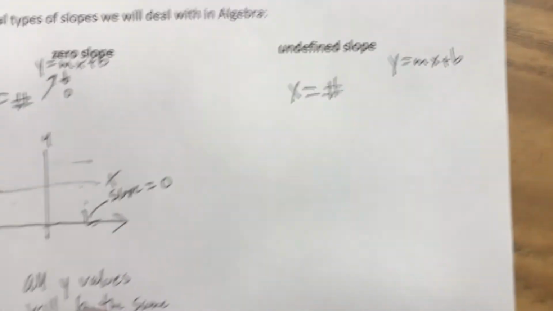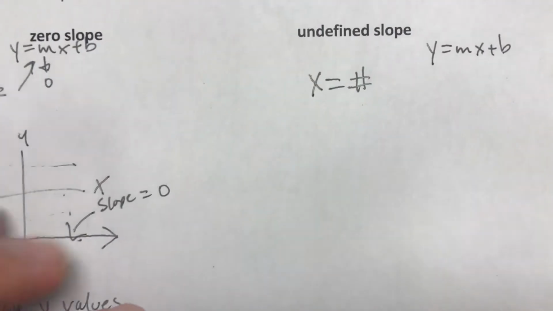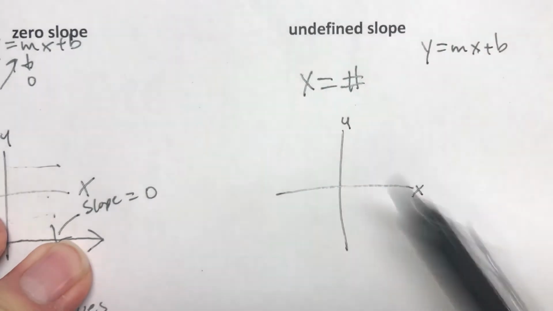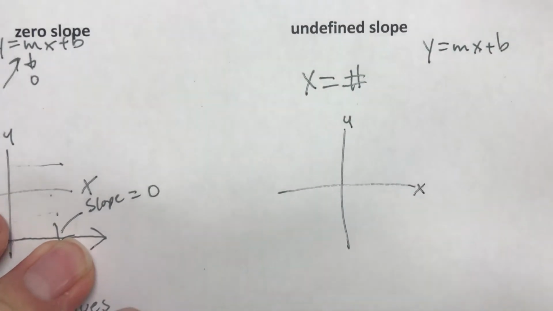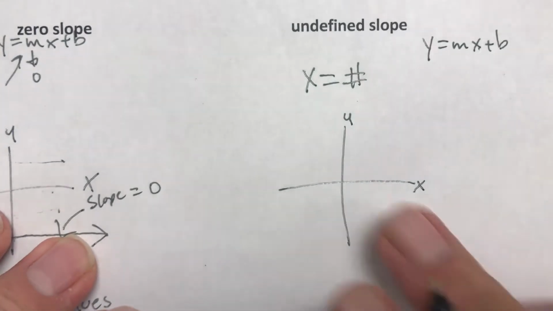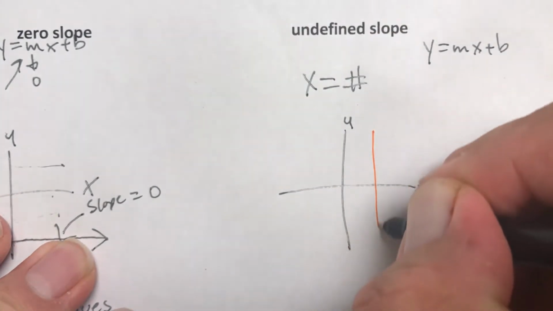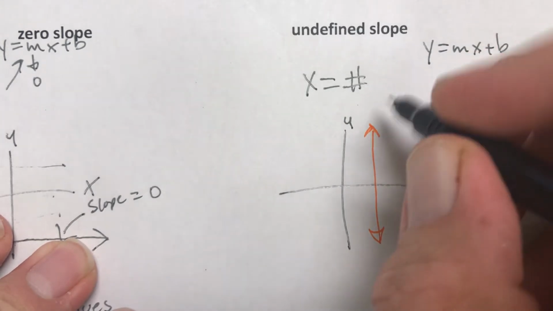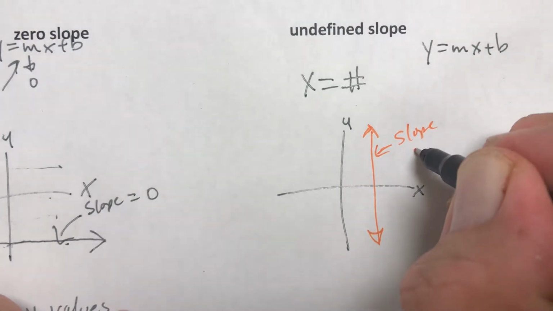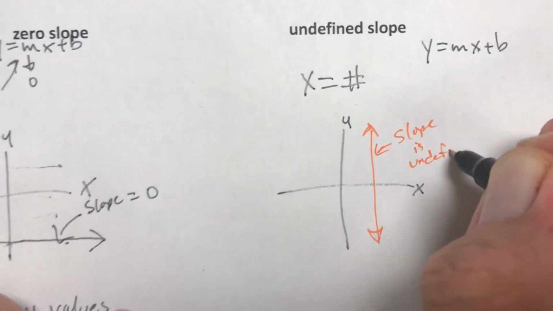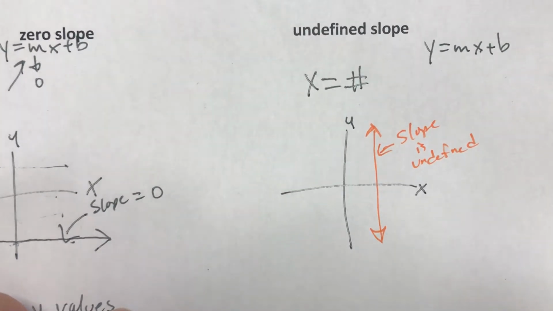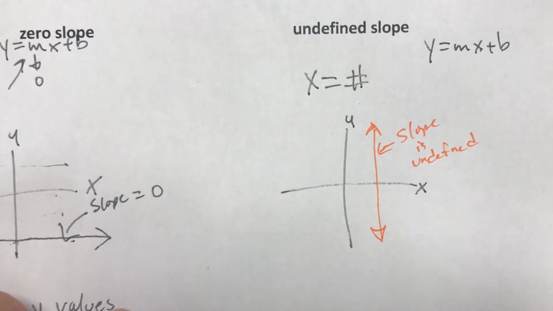All right. X equaling a number, when we graph it, there's our y, there's our x. When we graph it, it's just going to give us a vertical line. So this right here would give us a slope that is undefined. Because the line's going up or down. It's going straight up or down, it's going vertically.